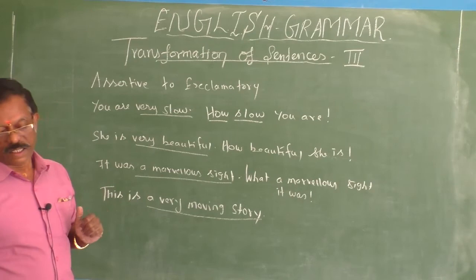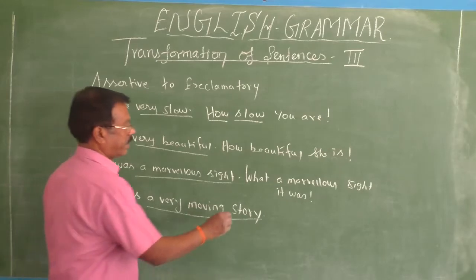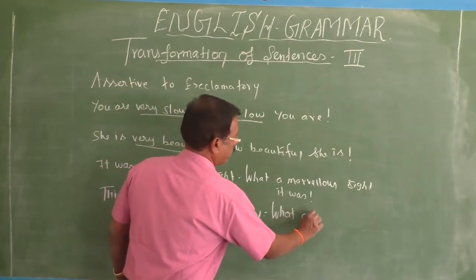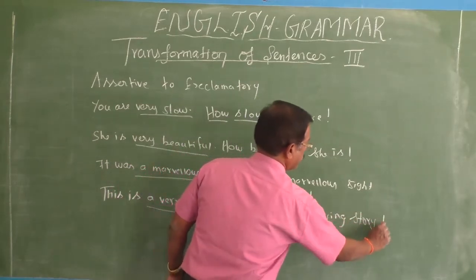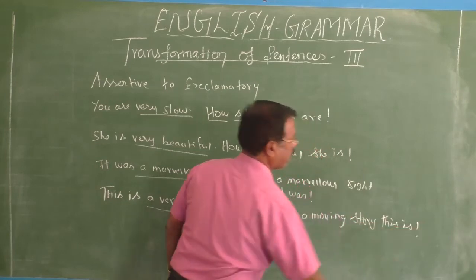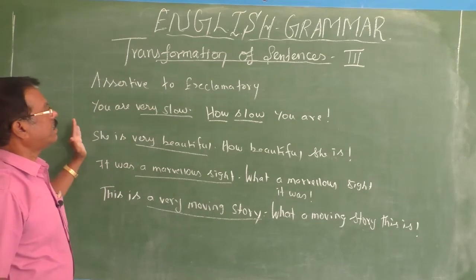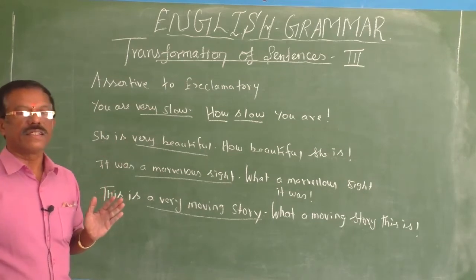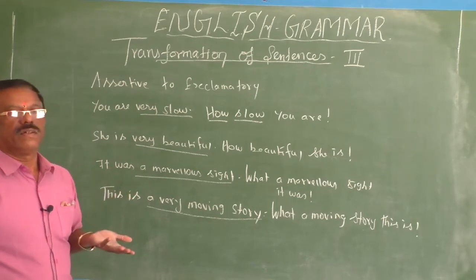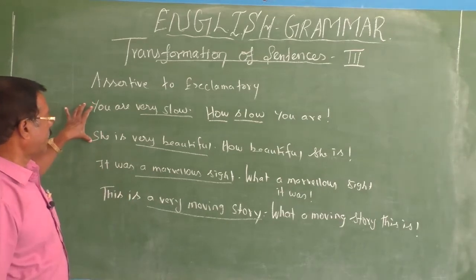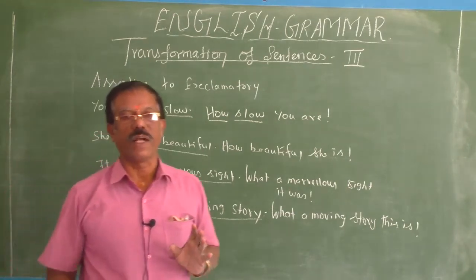Here also you have got a noun phrase. What a moving story. Change it. What a moving story this is. So, now you have transformed all the four assertive sentences into exclamatory sentences following the grammatical rules. Okay, fine. So, the first two belong to one category, the last two sentences belong to another category. Okay, fine. I hope all of you would understand it well.